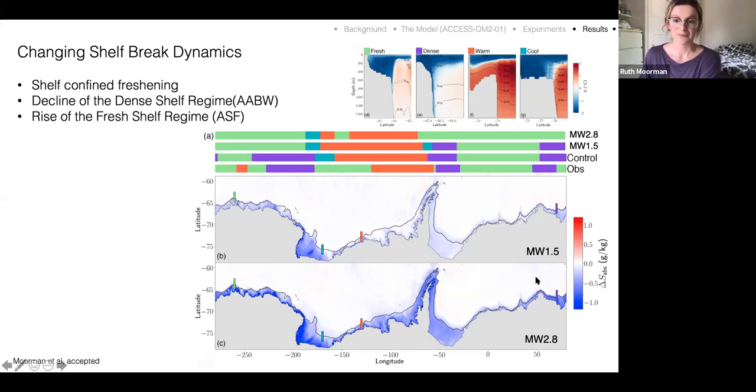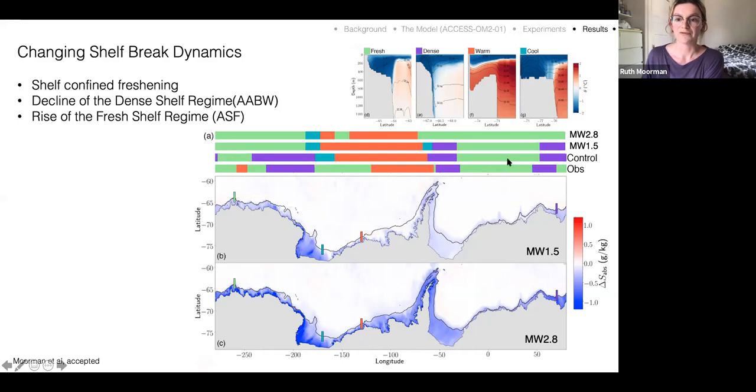The other thing to point out is that the freshening that we impose in this model ends up being very highly constrained to the continental shelf region and doesn't spread particularly far into the open ocean, which is an interesting effect.